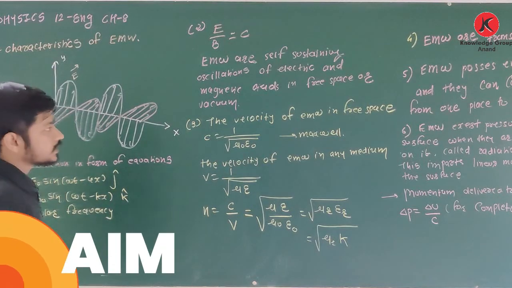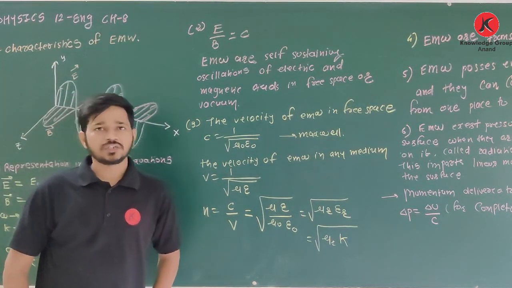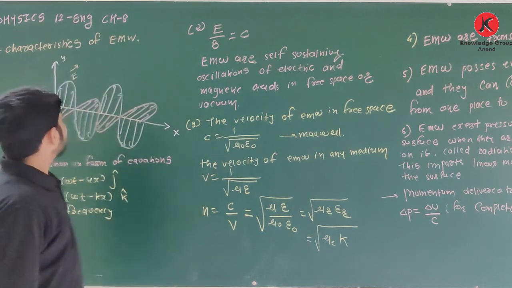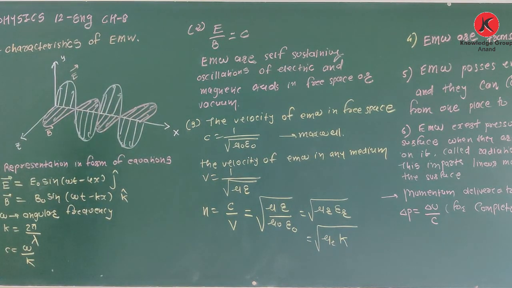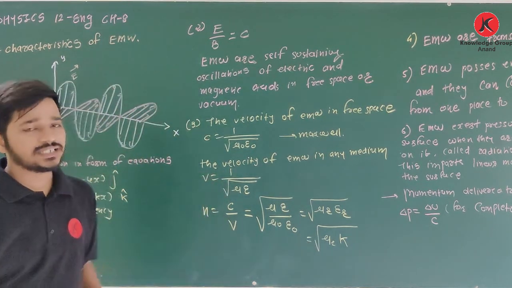Next topic of this chapter, and one of the most important questions of this chapter, is the characteristics of electromagnetic waves. How are electromagnetic waves produced? That we have seen in the last lecture.